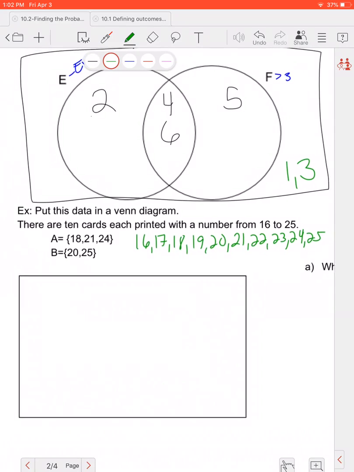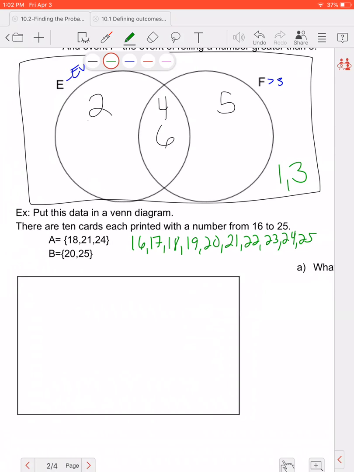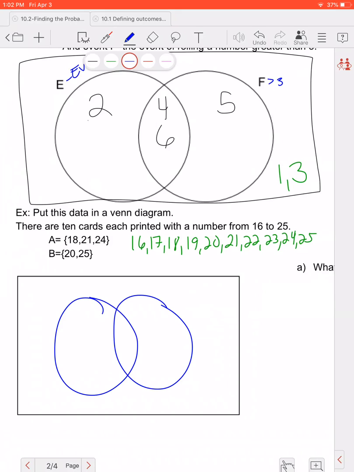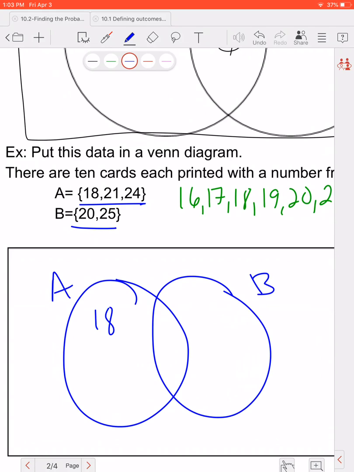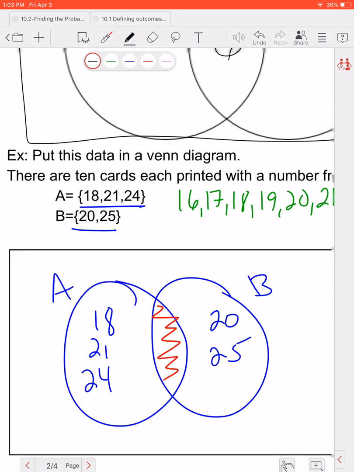So let's draw our Venn diagram here. I'm going to draw my 2 overlapping circles, and I'm going to label this one A and this one B. And I'm going to look at this and say, okay, are there any numbers in common with A and B? And there are not. So all I'm going to do is write 18, 21, and 24 in this circle, and 20 and 25 in this circle. Notice there is nothing in the middle here. So I actually could have drawn these circles apart if I had seen that before I drew my circles.